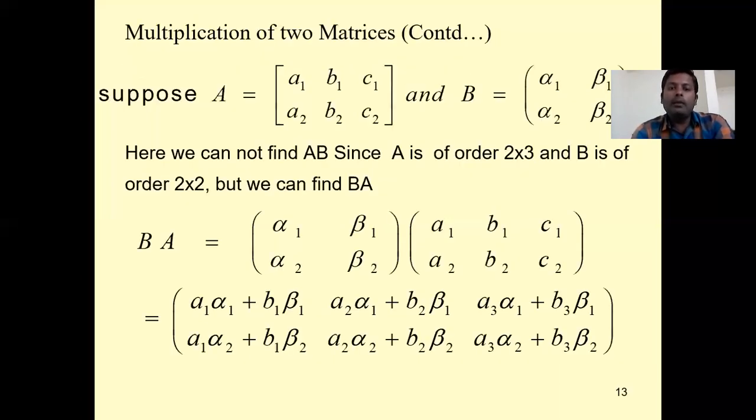Then the result is alpha 1 into A1 plus beta 1 into A2. The same way, alpha 1 into B1 plus beta 1 into B2, and alpha 1 into C1 plus beta 1 into C2. The same way, we apply the first row of the first matrix and the corresponding column of the second matrix. We apply this for row 1 and column 1, then row 2, and the same way for column 1, column 2 and column 3.